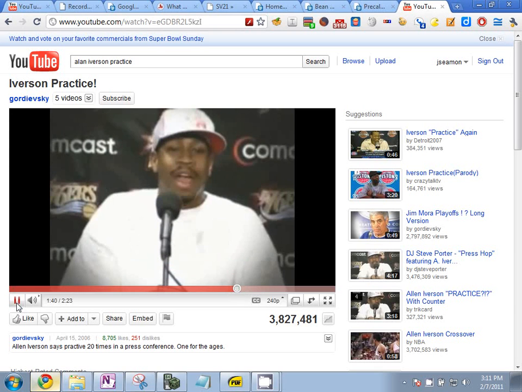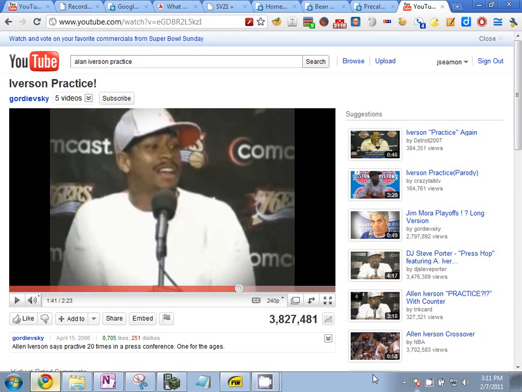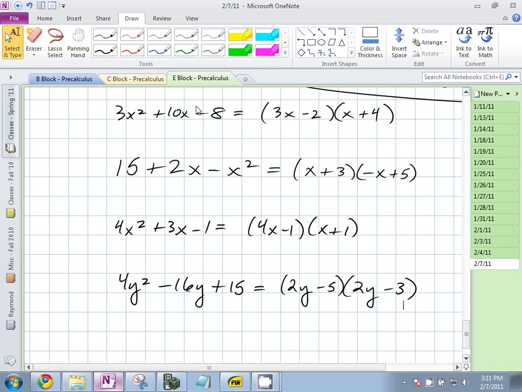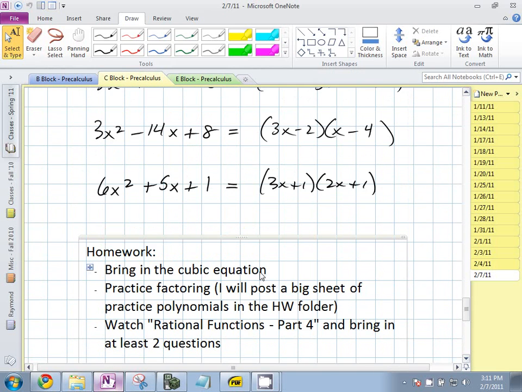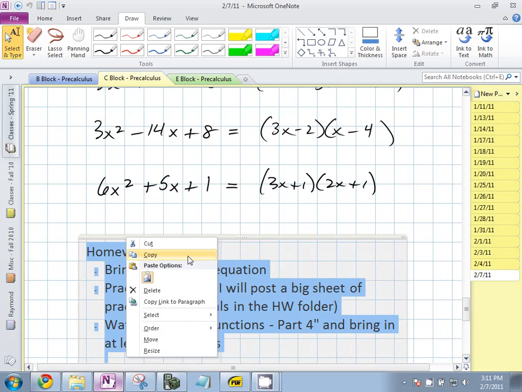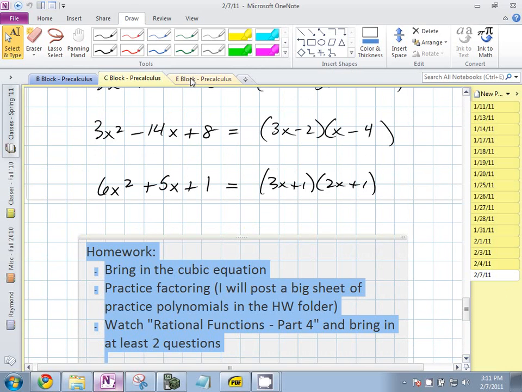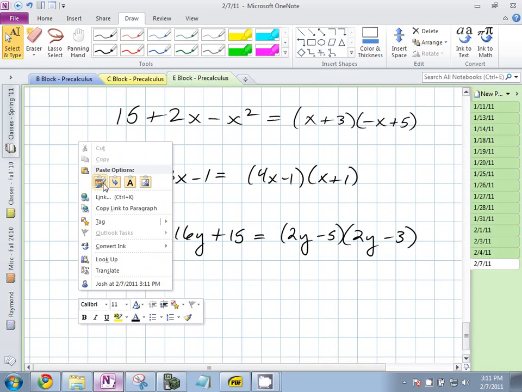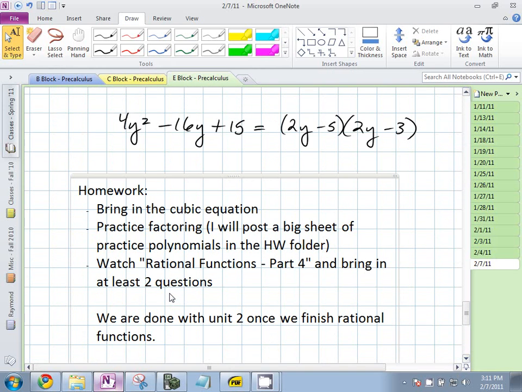And with that, we're going to talk about what you have for homework. Your homework, everybody. So, for homework for E-Block here, you have 3 things. The cubic equation, we'll talk about it. If you already brought it in, you're already done.